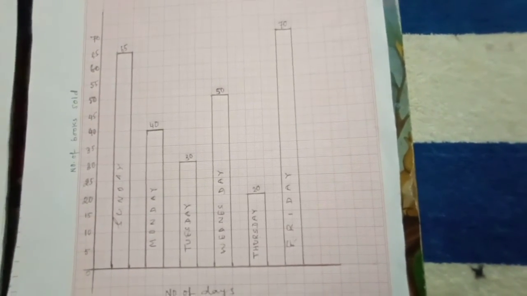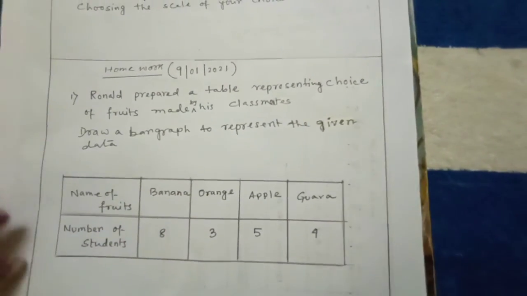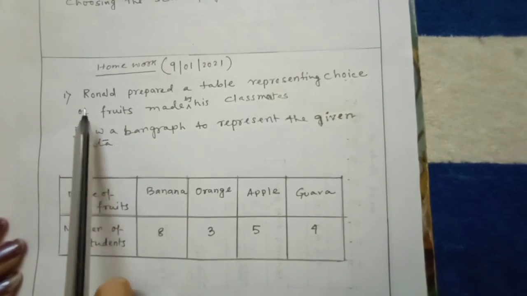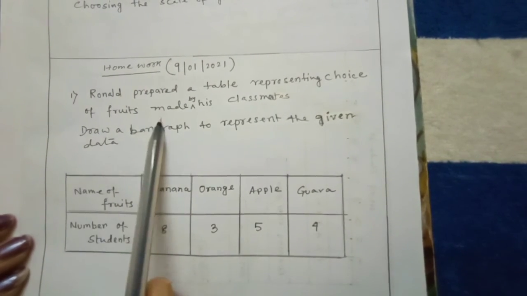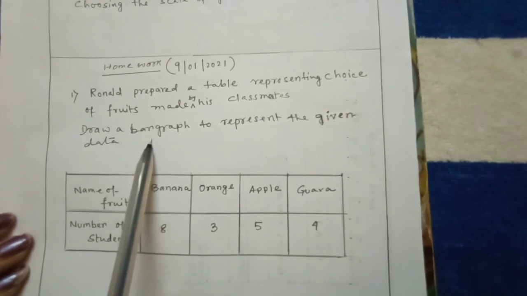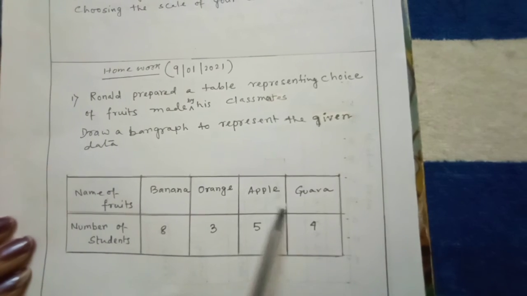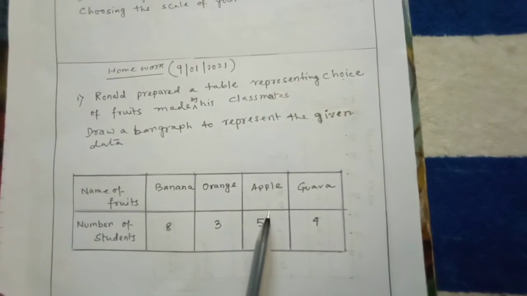same width. Now today we will give another homework also, very easy for you. You have to draw a bar graph. Ronald prepared a table representing a choice of fruits made by his classmates. Draw a bar graph to represent the given data. Here the data are here. Using this data, you have to draw the bar graph.